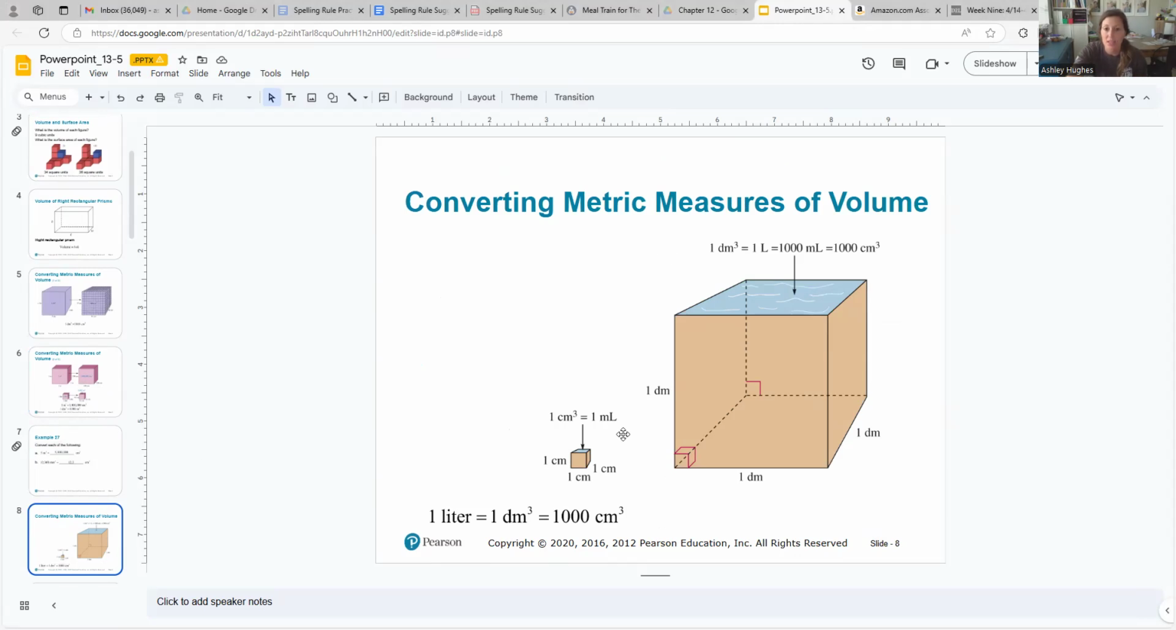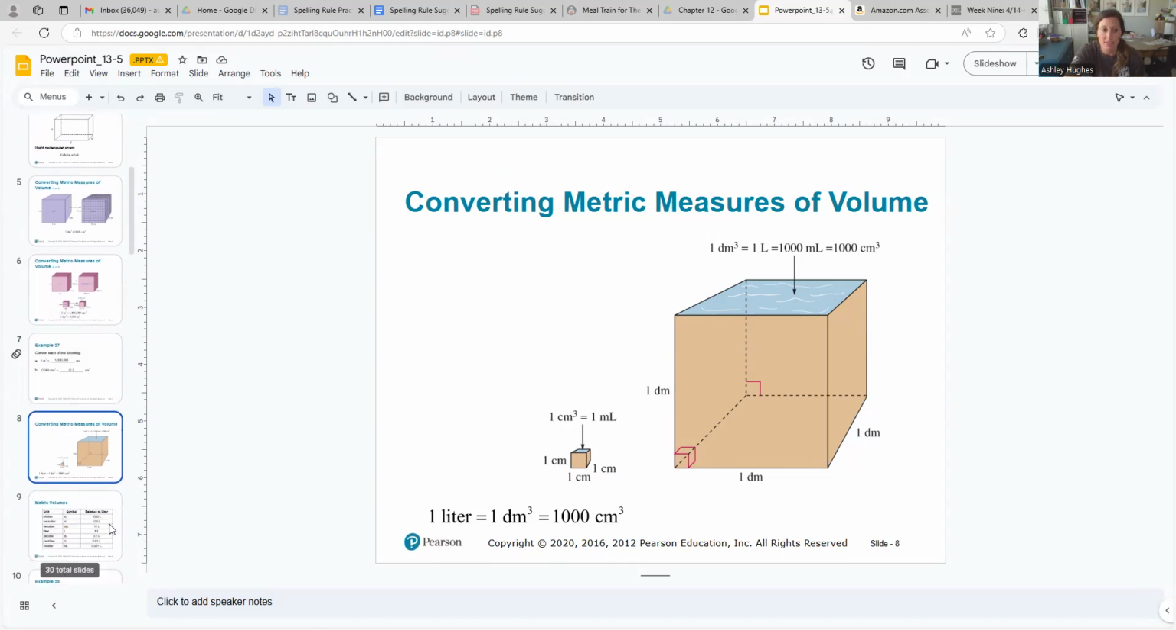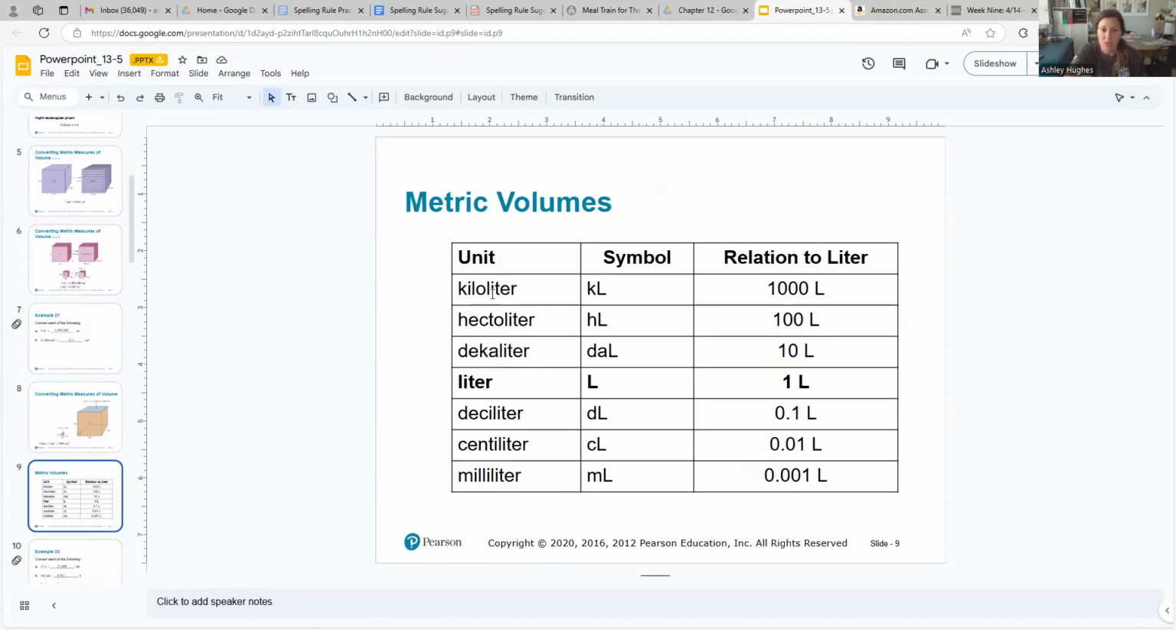Liters: 1 milliliter is the same as 1 centimeter cubed. Sometimes when we measure volume of a liquid, we measure it in milliliters and liters in the metric system. So 1 liter is the same as 1 decimeter cubed, or 1,000 centimeters cubed. Here are some units to keep in mind: kiloliter is 1,000 liters, hectoliter 100 liters, deciliter 10 liters, liter 1, and then 0.1, 0.01, and 0.001.